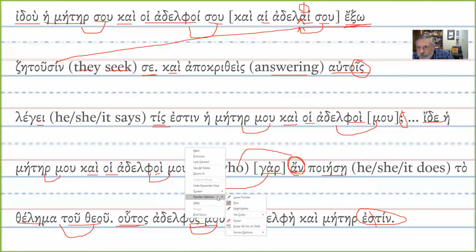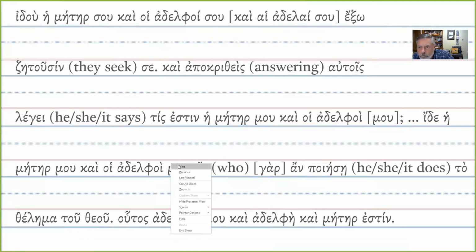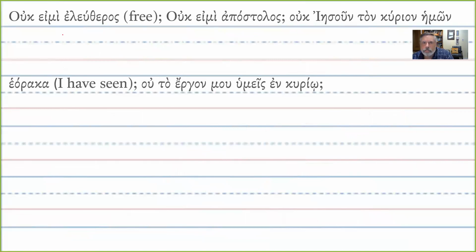Let's see now. Okay, I think this is the last one. Ouk, meaning not, eimi, there's the verb I am. Eleutheros, free, I am free. And this is a question mark. So this says literally not I am free. Well, we got to make it into a question and make it smooth in English, but literally in Greek, not am I free. What's the question? Well, am I not free? Question. Am I not an apostle?